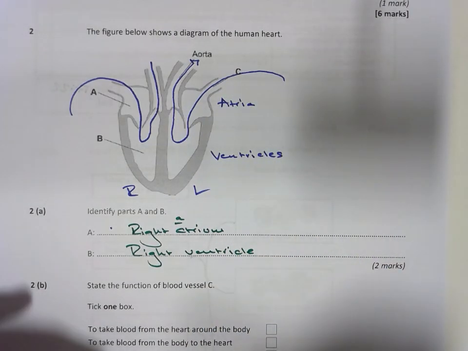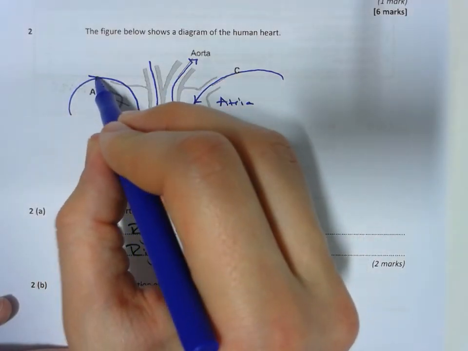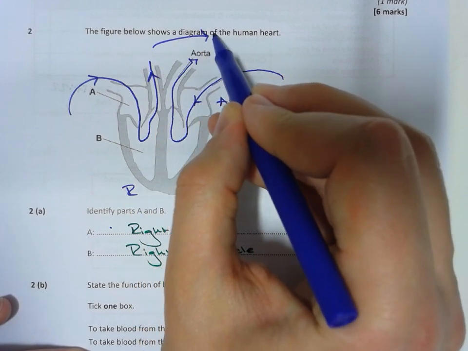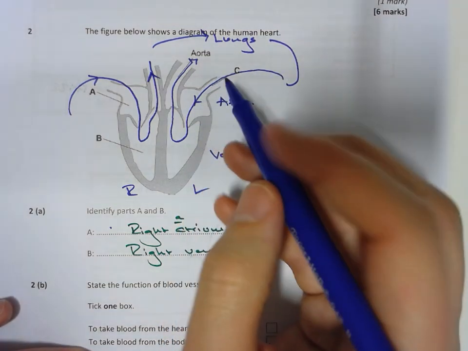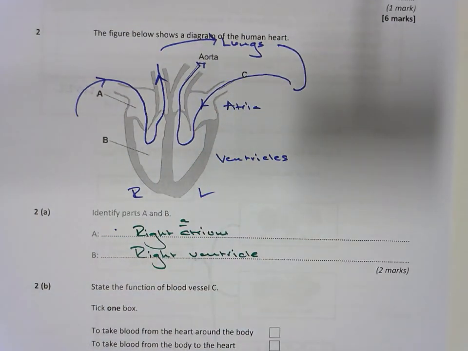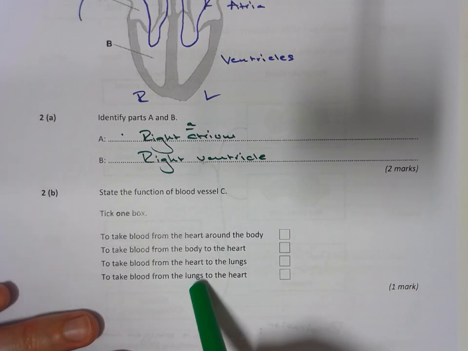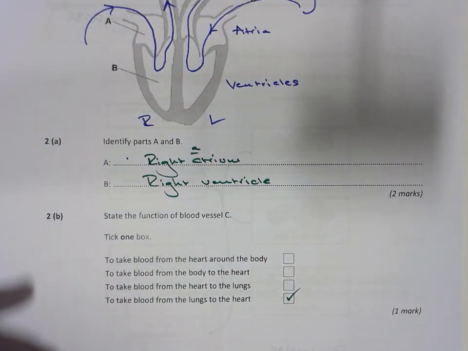There's blood coming in to the heart from here. Okay, starts off going round there, boom, boom, boom, up towards the lungs. So lungs here, round, back into the heart. The blood is now oxygenated because it's come from the lungs, and then it can take that oxygen to the body up here. So what should we write? It is taking blood from the lung to the heart, because it's come from the lungs to the heart, and that's C. So tick that one. Okay, moving on.